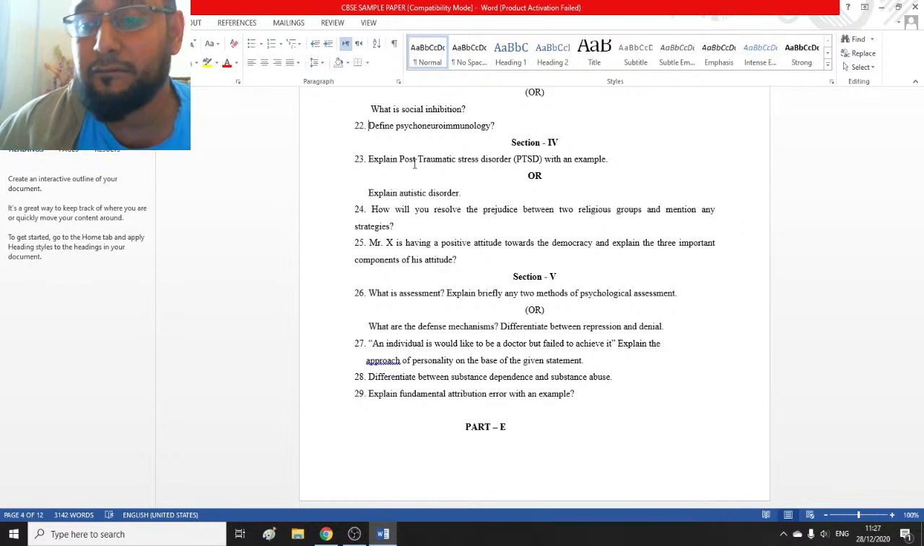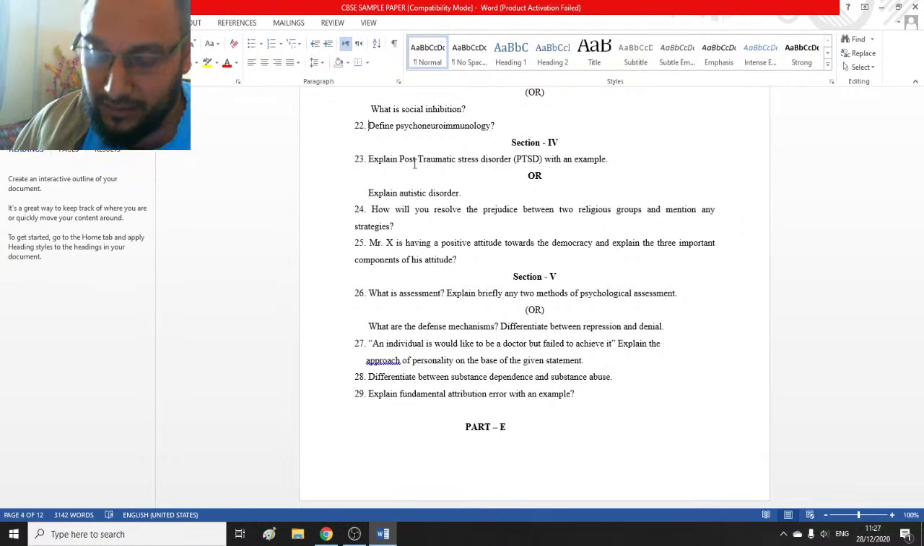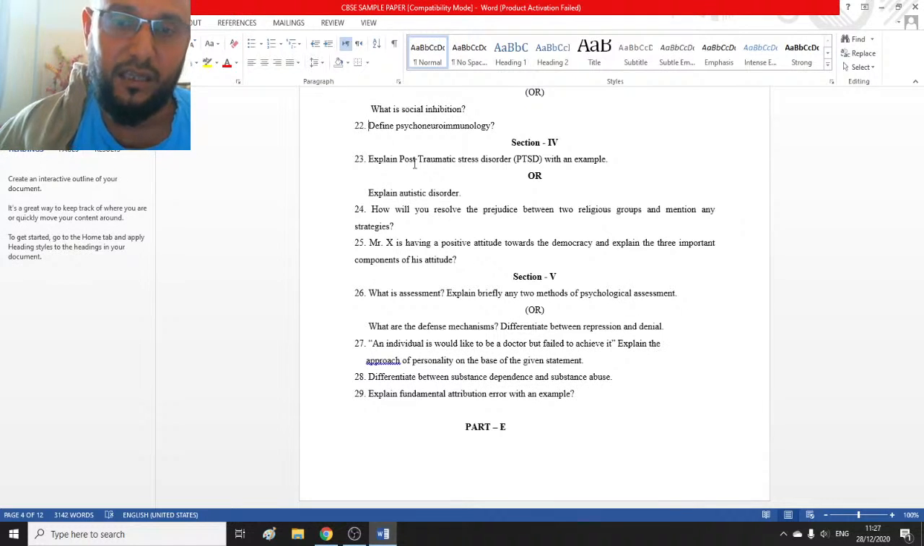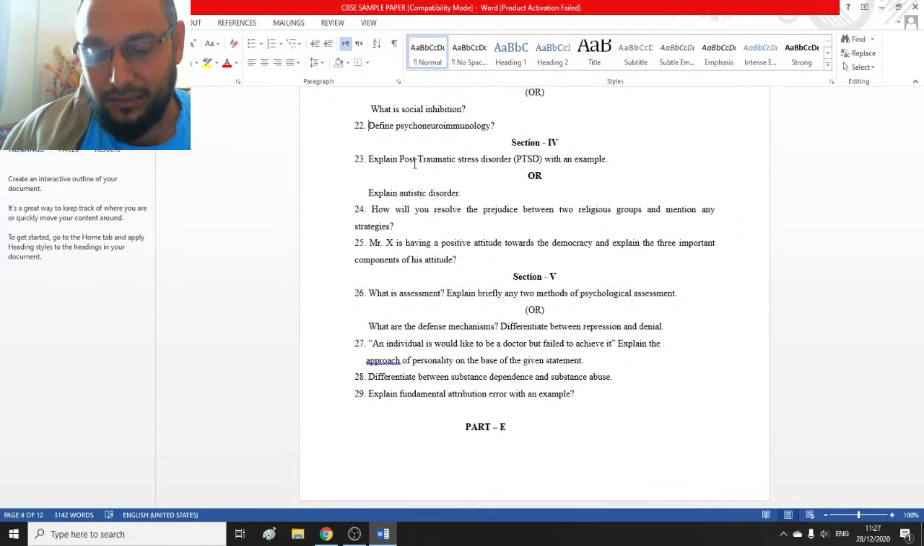Now, section 5 will go. What is assessment? Explain any two methods of psychological assessment. Very good. Assessment refers to the measurement of psychological attributes of an individual. What are the two methods of psychological assessment? Maybe you can say interview, questionnaire, a checklist, a rating scale, any one you can explain here.